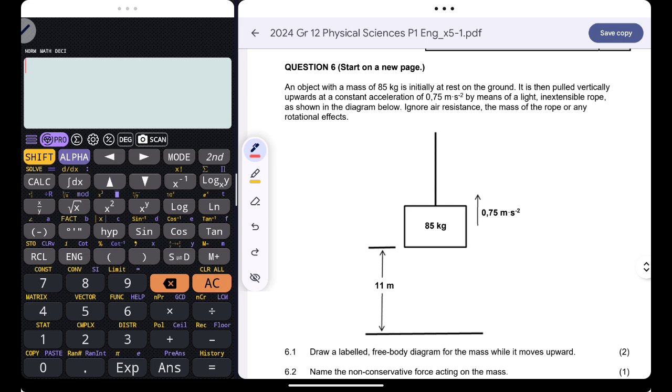In this video, we are tackling the 6th question from the mid-year examination, which was written in the province of Gauteng in the year 2024. Please do expect a total of 9 videos, since the question paper had 9 questions in total. That simply means each and every question will have its own video.